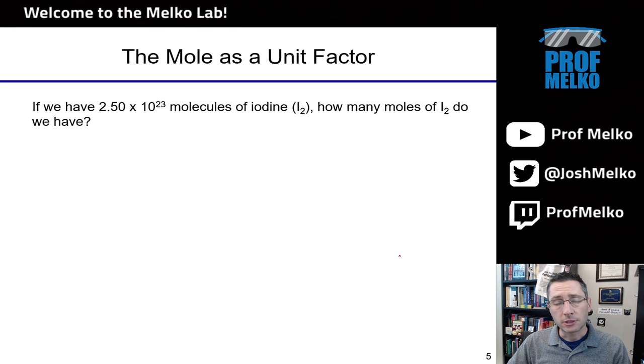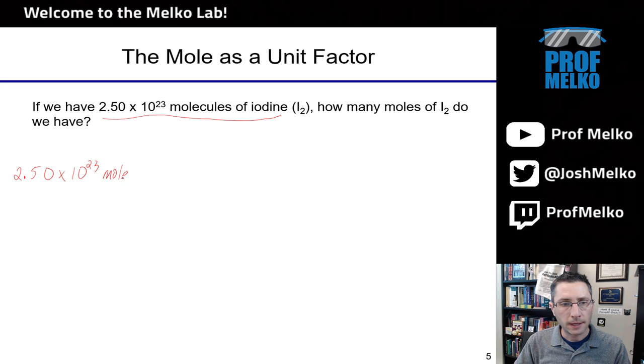Let's try some more practice problems. Okay, you should try this one on your own. Pause the video here. I'm going to go ahead and work it out though. So imagine we have 2.50 times 10 to the 23rd molecules of iodine. So this is the given information. I'm going to go ahead and write it down on the left side of my paper. And don't take shortcuts, write everything out, especially because you might get confused between moles and molecules. So write out the whole words here, 2.50 times 10 to the 23rd molecules.